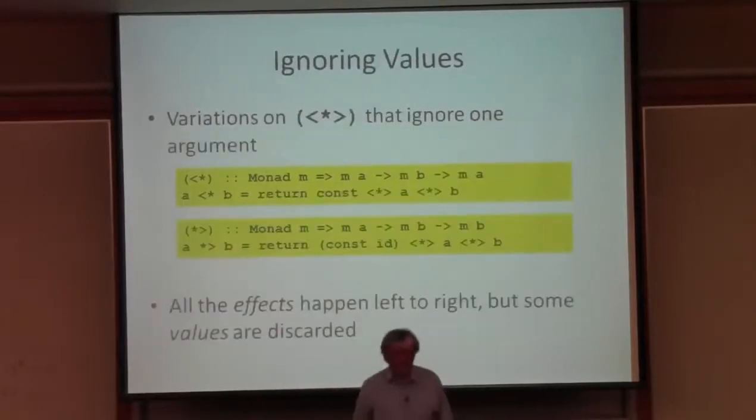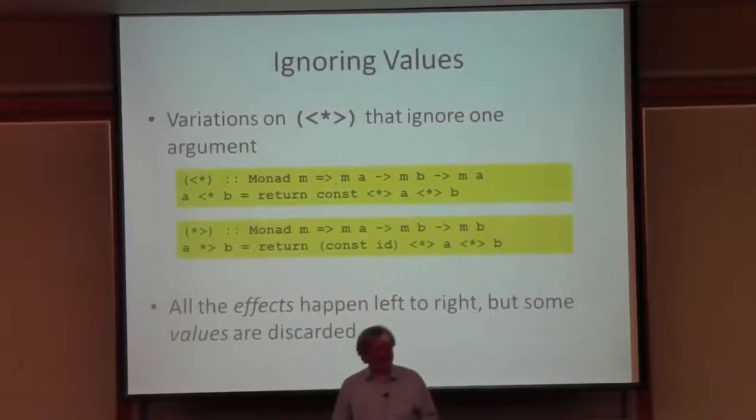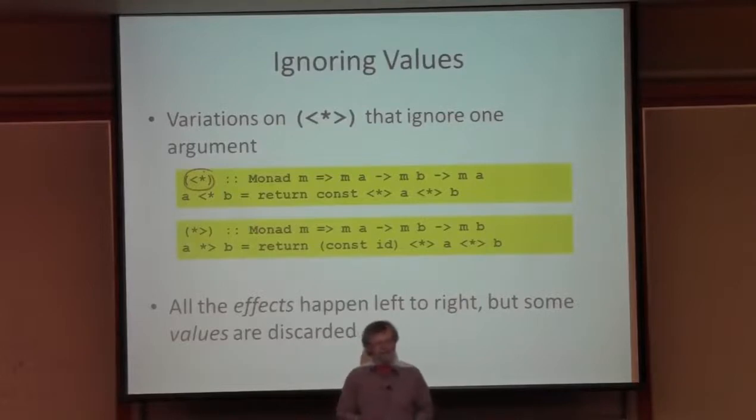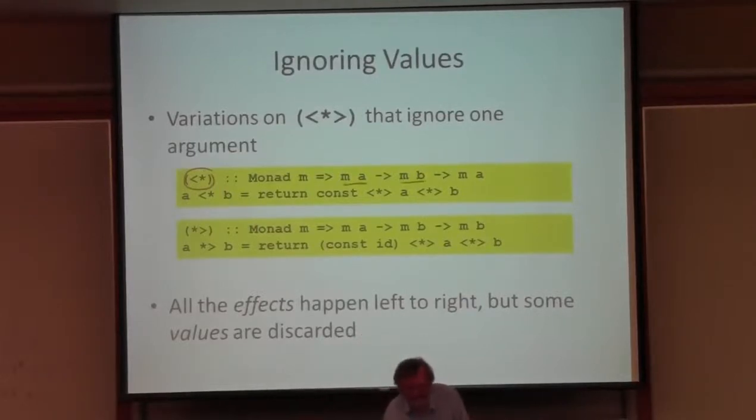Okay. So if I do this, then I can also easily create variations on this apply operator that ignore one of the arguments. Why would you want to ignore an argument? Because you want it only for its effect, of course. So let's define two variations. This one discards the right argument, so you can see that it takes an MA and an MB and it returns the MA. That must be the left argument.